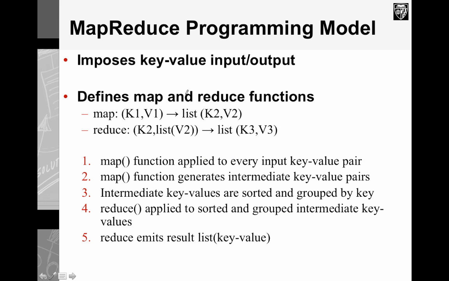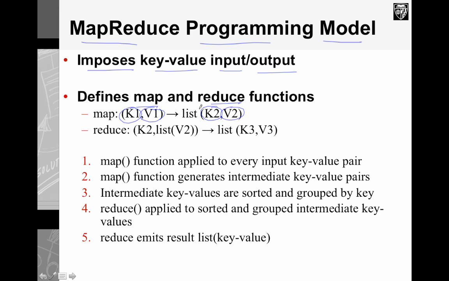Well, let's look a little bit deeper into the MapReduce programming model. The MapReduce programming model imposes key value pairs for its input and output. It defines the map and reduce functions. The map function takes a key in and a value in, and produces a list of key 2 and value 2. These are all types: key 1, value 1, key 2, value 2, key 3, value 3. They're all different data types.